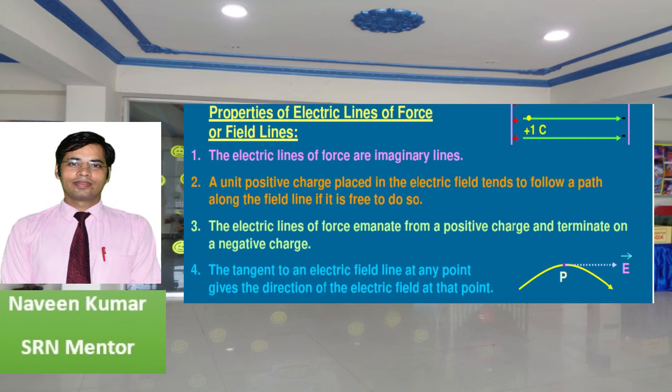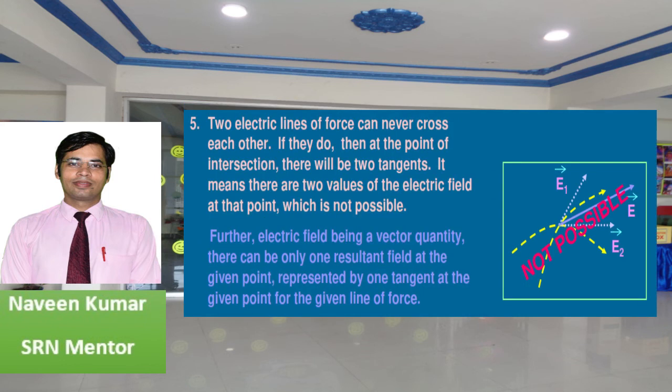Second property, no two field lines can cross each other because it is physically impossible for an electric field line to cross. That means no two electric field lines can intersect with each other. And if they did, that would mean the electric field line has two directions at the same point.